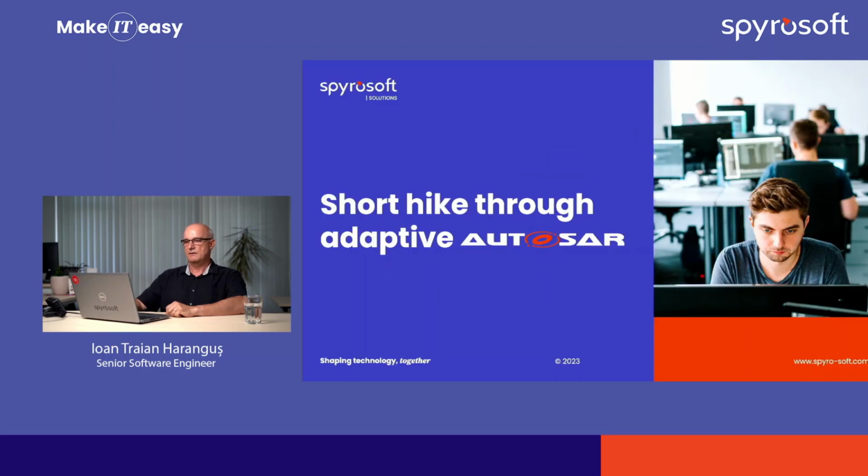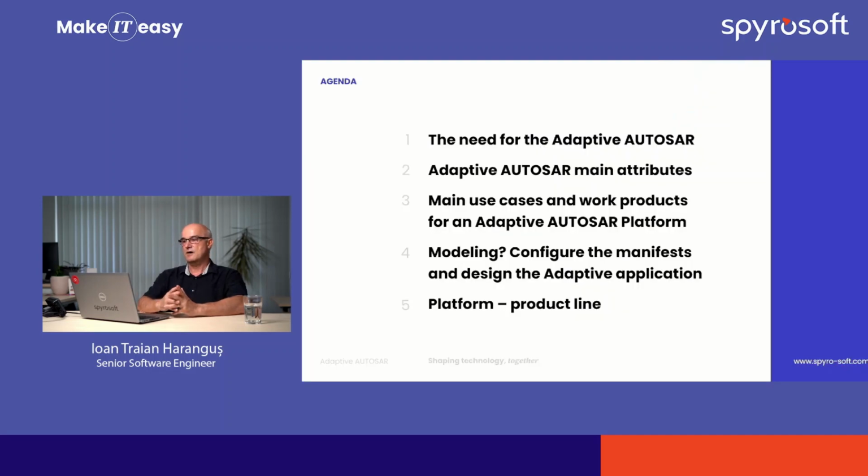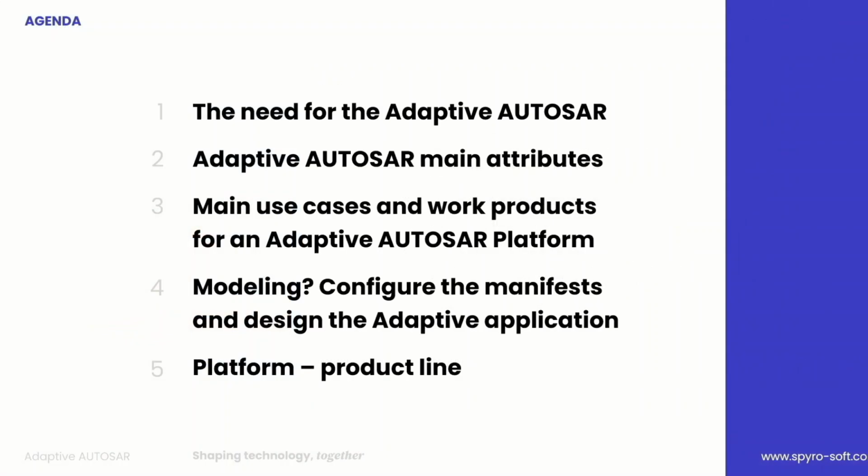Then, yeah, let's see how this short hike through Adaptive AUTOSAR is organized. First, let's discover why we need AUTOSAR, and more specifically Adaptive AUTOSAR. Then we will find out the main attributes of the Adaptive AUTOSAR platform. The main steps to create, configure, build, install, test, and deploy one adaptive application using an adaptive platform integrated with an adaptive IDE are described further.